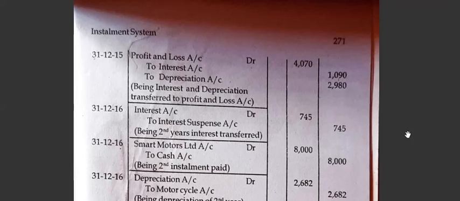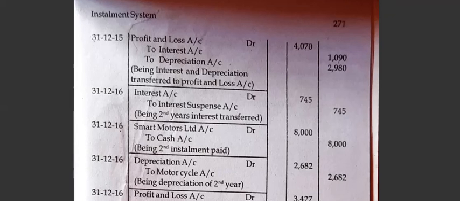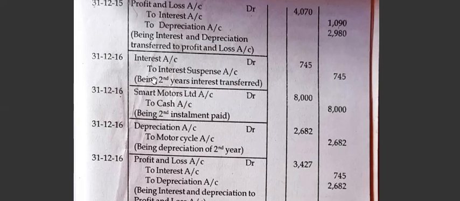Next, every year you have to pass the same four entries, repetition, that is interest entry, installment entry, depreciation entry and transfer entry. All these entries are repeated. I don't want to repeat it again and again, so the same entry will repeat. For interest entries, take the interest of the second year, installment every year 8,000. The depreciation, calculate on the reducing balance method, on whatever is remaining. Then the transfer entry.